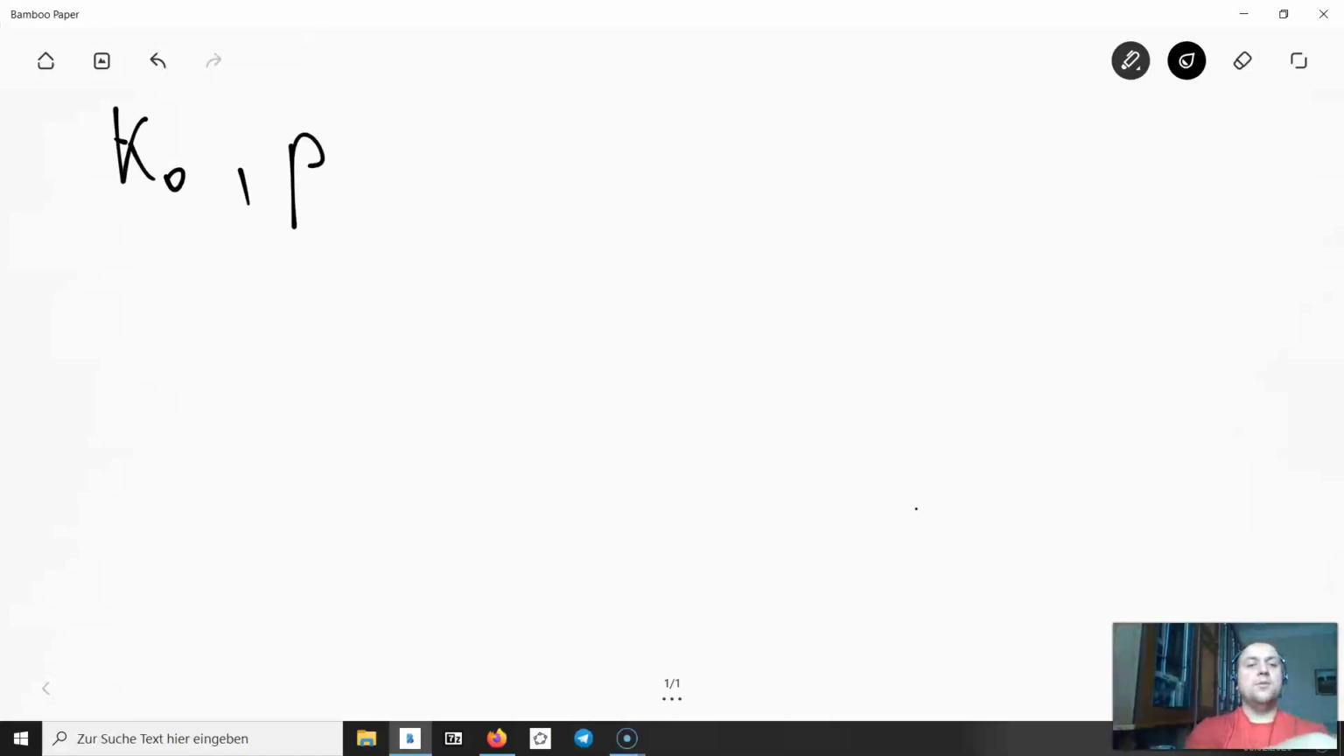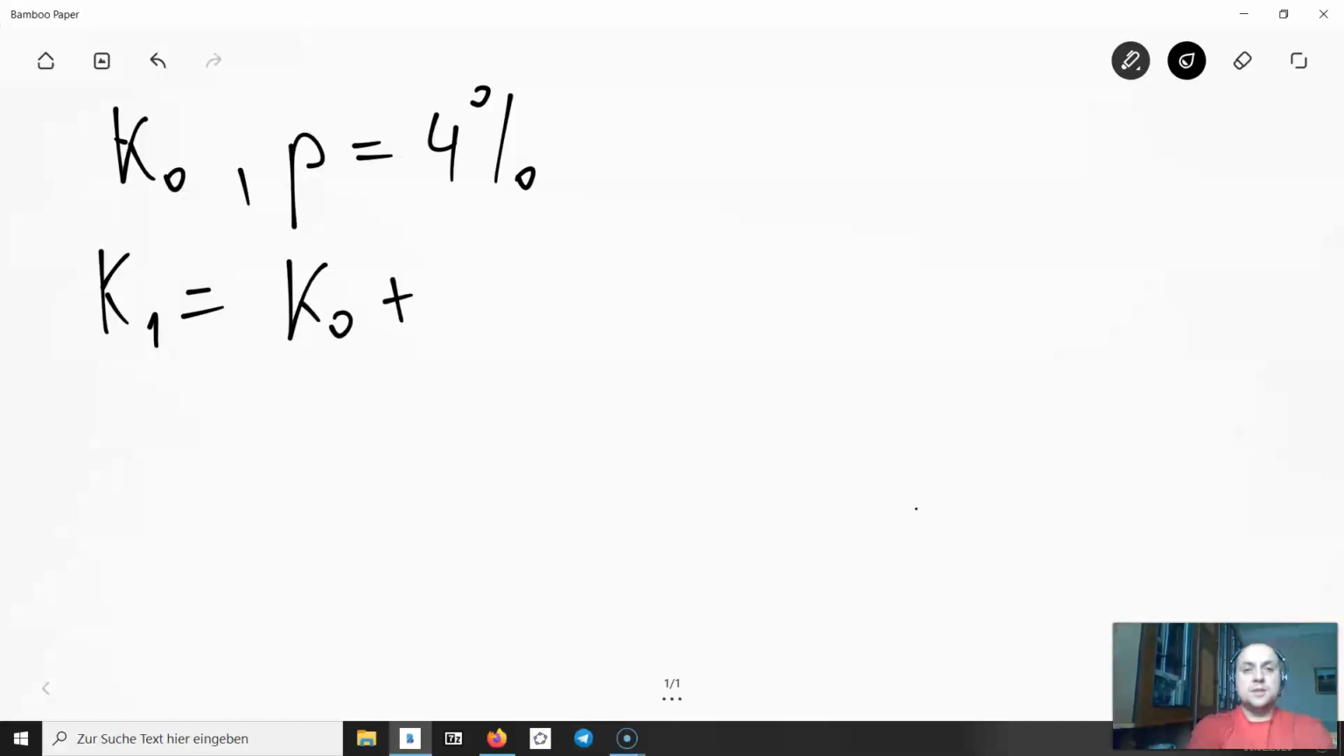we are having a 4% interest rate. So what is the amount of money we are going to have 1 year after? Basically, what is K1? Well, as you can see, K1 is the total K0 plus 4%, which is 0.04 of K0.